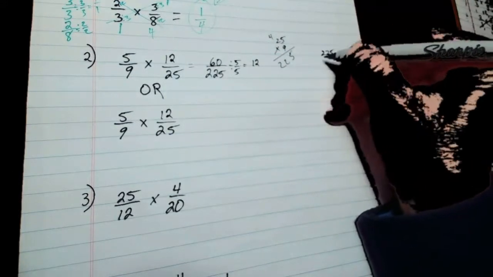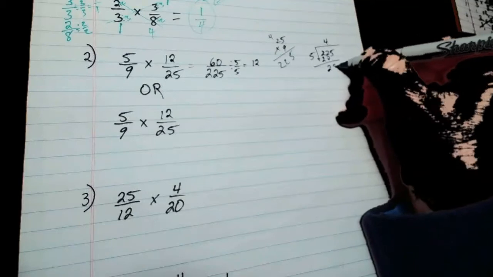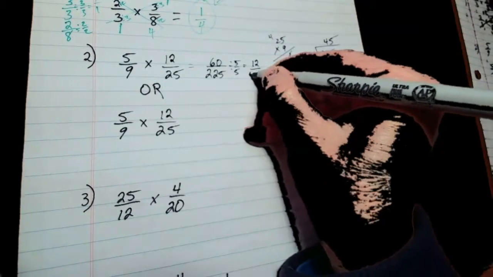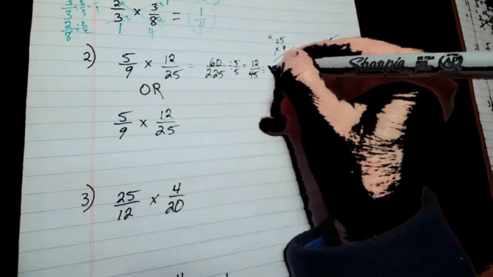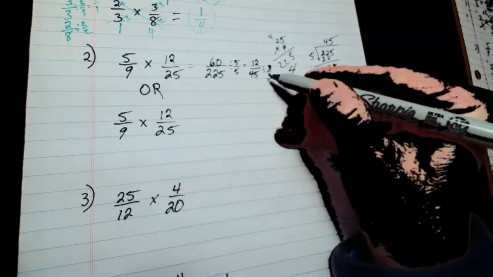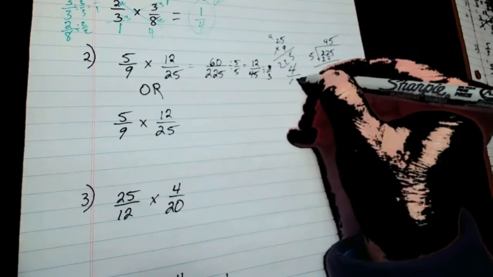225 divided by 5, well, I'm going to have to use scratch paper. 5 won't go into 2, but 5 will go into 22 4 times. 5 goes into the last 5 once, and I come up with a denominator of 45. Now I have 12 over 45. Well, I still can reduce that. I can divide top and bottom by 3. 12 divided by 3 gives me 4. 45 divided by 3 gives me 15.